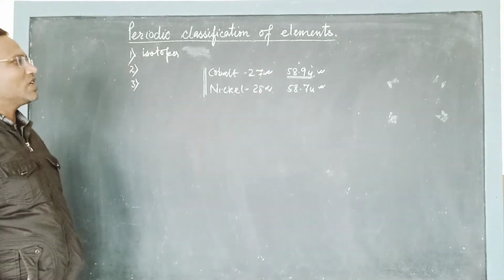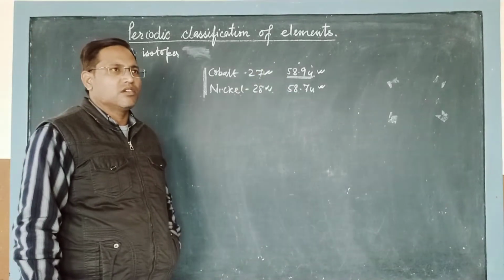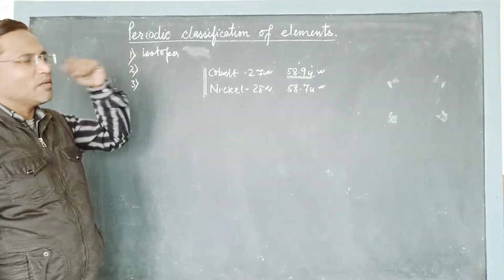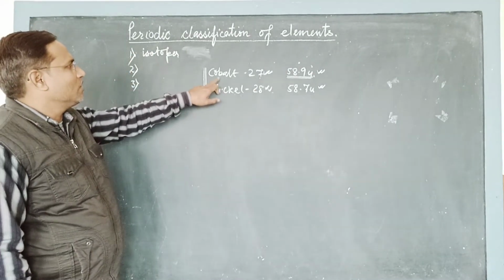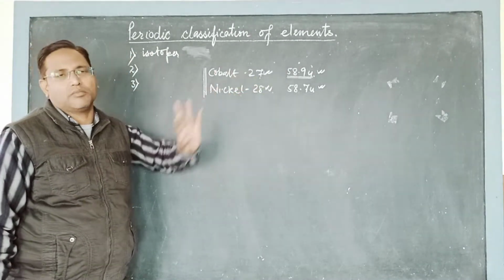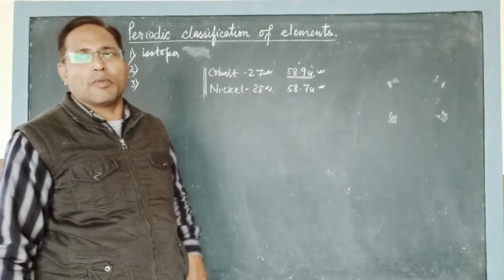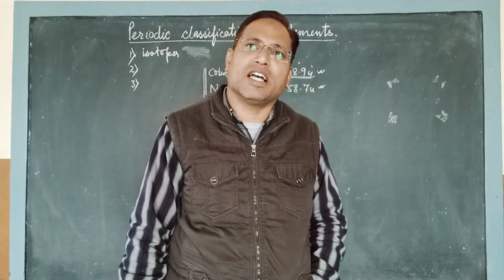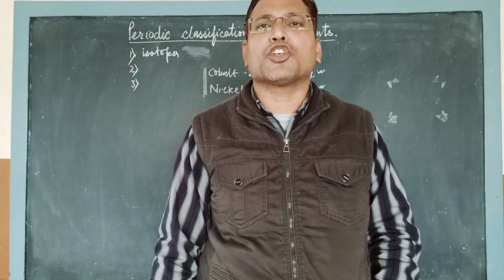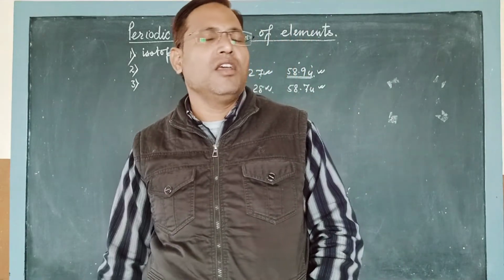So in this way we can say the anomaly in the case of Mendeleev's classification was solved when it was done by the atomic number. So these 2 anomalies were solved. But the third anomaly, the position of hydrogen, is still an anomaly.